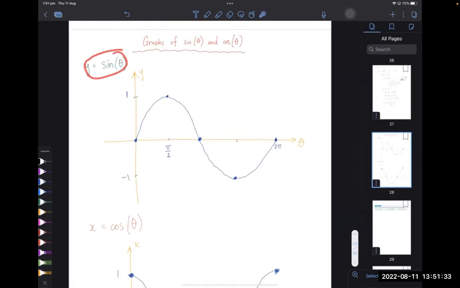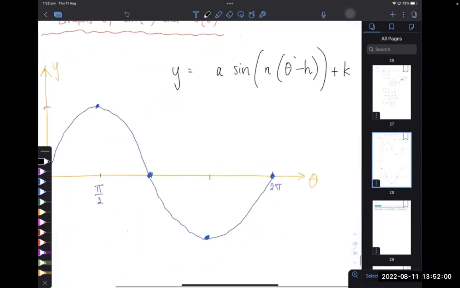So this is our basic graph for sine and cos. We can rewrite this like so. If we want to include transformations, y = A sin(n(theta - h)) + k. Notice how I didn't use x there. Instead of x minus h, we can use theta minus h. However, if they do want to put it as the x and the y axis, they can write it like so.